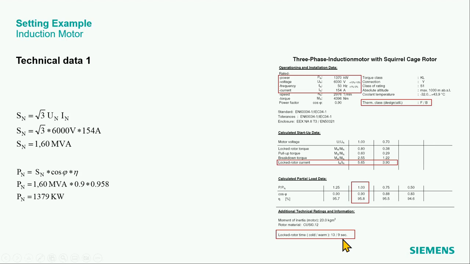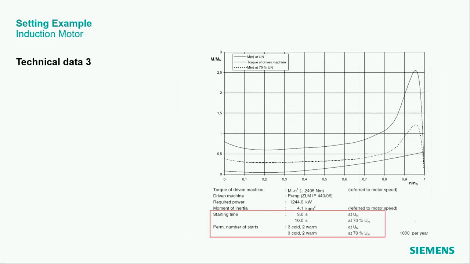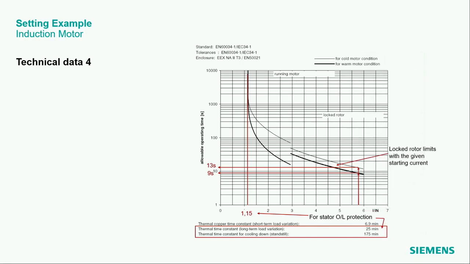That means good. We can use the locked rotor times and we will always be on the safe side here. So we don't need a speed meter in that case. It's the first case we discussed before. Good. What else? Technical data. Okay, these are the locked rotor times.